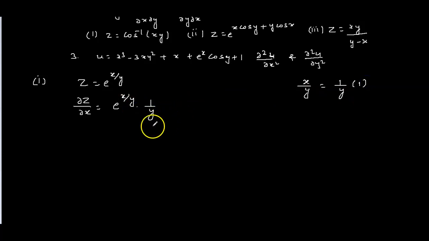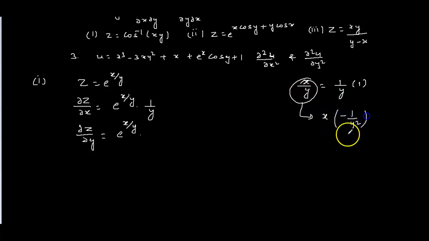Similarly, if we want to find the differentiation with respect to y, we can write here e to the power of x by y as it is. Now this x by y we need to differentiate with respect to y. So x is constant here. So now the remaining is 1 by y, and the differentiation of 1 by y is minus 1 by y square.